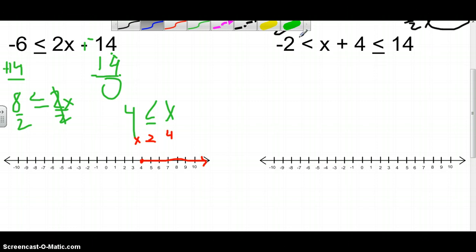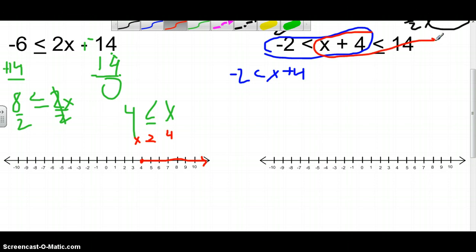All right, this one is a compound inequality. And remember, we're sharing this middle with this side and this side. So we break this up into 2 separate problems. There's this problem, which we'll rewrite over here. Negative 2 is less than x plus 4. Then we share the middle part again. There's this problem, which becomes x plus 4 is less than or equal to, oops, messed that up, sorry. Plus 4, which is less than or equal to 14.